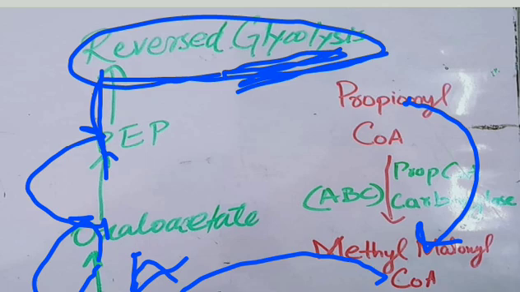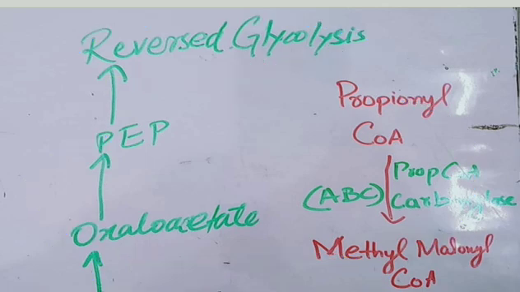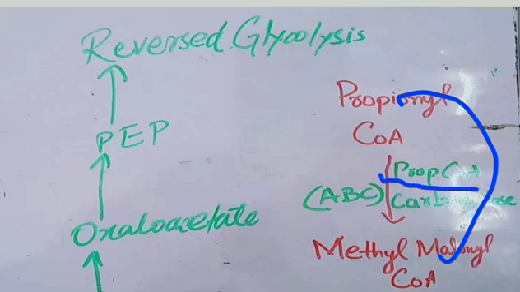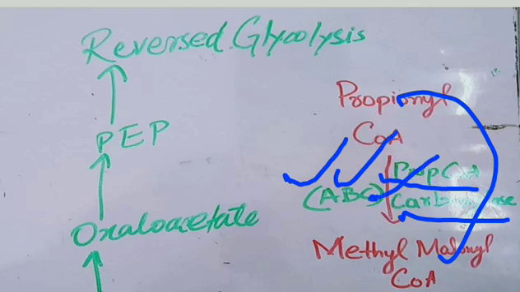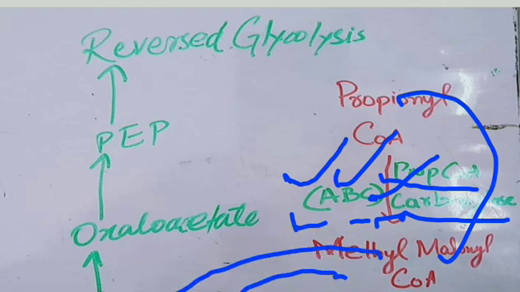For the conversion of propionyl CoA to methylmalonyl CoA, there is an enzyme known as propionyl CoA carboxylase, and as I told you earlier, carboxylases require A, B, C, that means ATP, biotin and carbon dioxide. Methylmalonyl CoA is converted into succinyl CoA, and here the enzyme is mutase, and vitamin B12 is also required here.